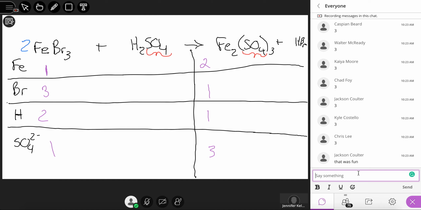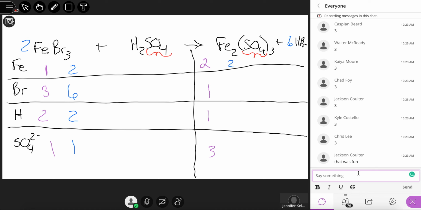Remember, never change the subscripts, only the coefficients. Coefficients are the numbers out front. So now if I recount, I've got 2, 6, 2, 1. So now let's balance the bromine. I have 6 bromine on the left and only 1 on the right. So I'm going to put a 6 here.